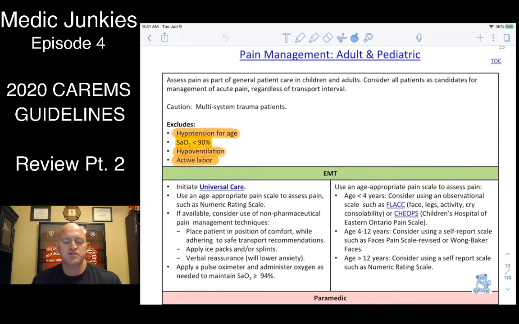All right, under pain management. Now, if we are to give somebody fentanyl, ketamine, morphine, something for pain, you got to make sure that they are not hypotensive, they're not hypoxic, they're not underventilated, and they're not in active labor. If they're already in active labor, it's too late.